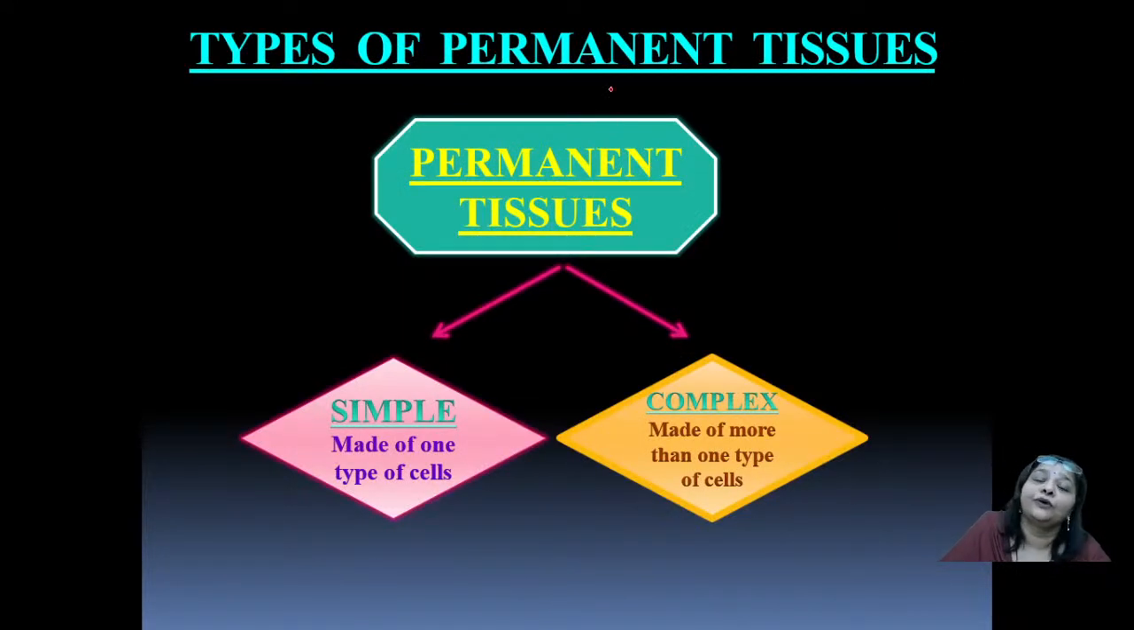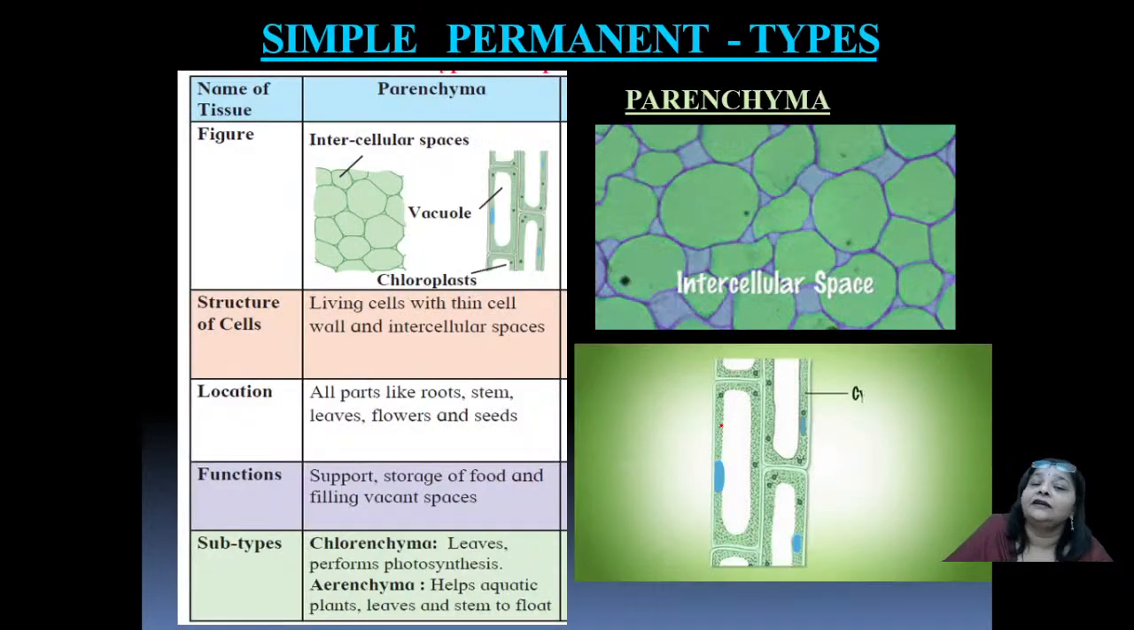When the permanent tissues are formed, they are categorized into simple and complex types. The simple permanent tissues are made up of only one type of cells, simple tissues, but they are permanent tissues. Whereas the complex permanent tissue is the other type of permanent tissue which is made up of more than one type of cells. Let us see the simple permanent tissue types.